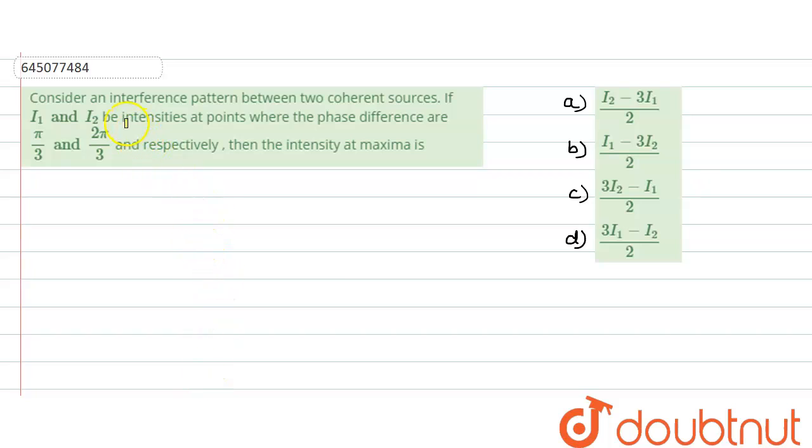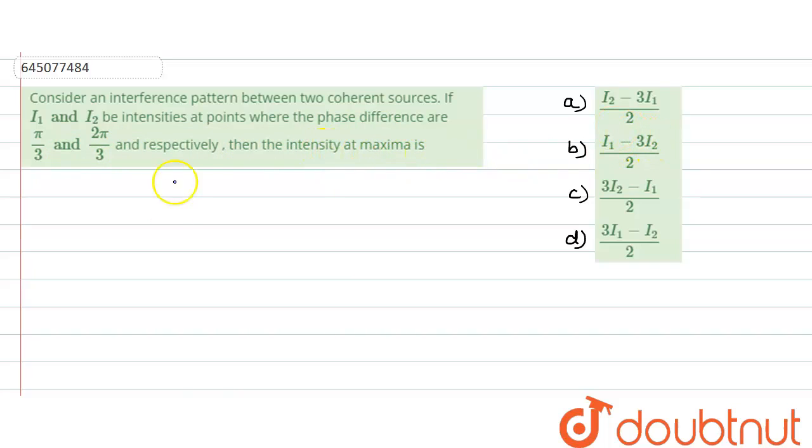Hello everyone, let us start with our question. In this question, what is given is that we consider an interference pattern between two coherent sources. Now, if I1 and I2 be the intensity at points where the phase differences are pi by 3 and 2 pi by 3 respectively, we need to find what is the maximum intensity in terms of I1 and I2.